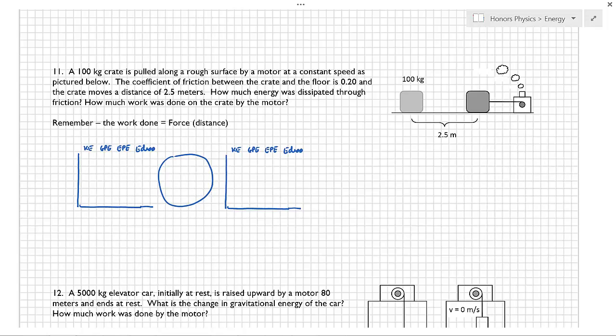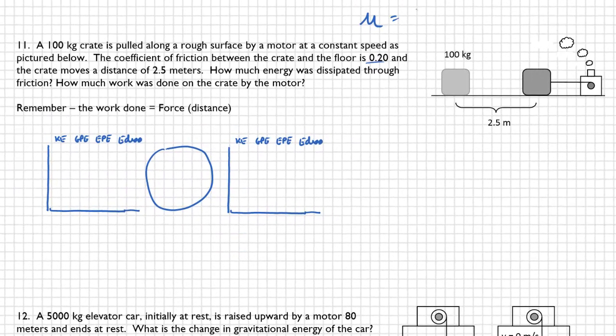Number 11 involves a cart that's being pulled at a constant speed, a 100 kilogram crate. Now it gives me the coefficient of friction, that's going to be our mu, and that's equal to 0.20. And then it says it's moving over a distance of 2.5 meters. So there's our little delta x. And it's asking how much energy was dissipated through friction? And then the second question asks how much work was done on the crate by the motor.